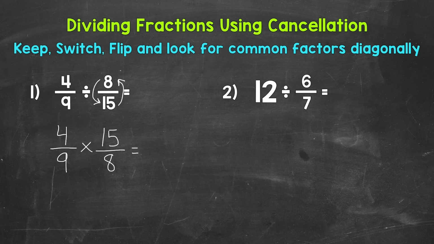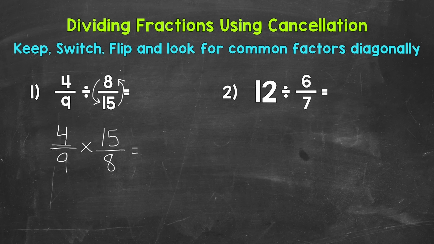Now we can multiply straight across, but before doing so, we can look to use cancellation. When we use cancellation, we look diagonally for common factors other than 1 that we can divide by. Think of this like simplifying fractions, but we are looking diagonally. So for number 1, we look at 4 and 8, and then 9 and 15.